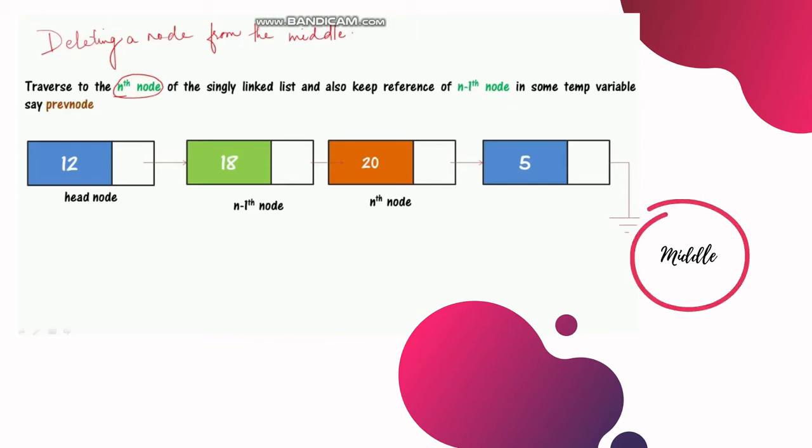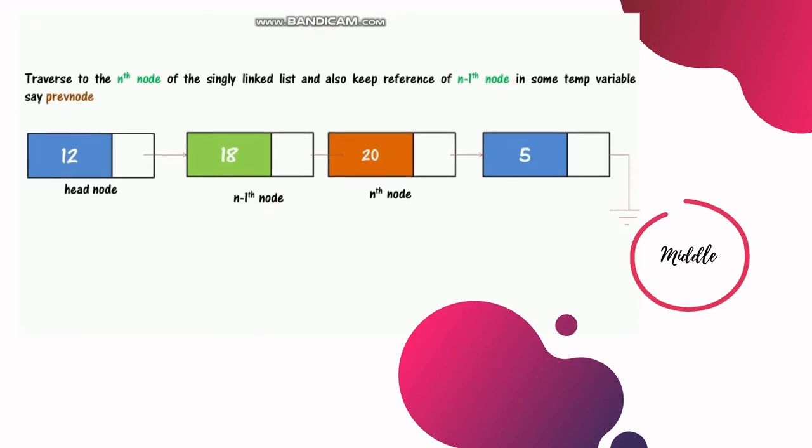So अगर हम इस particular linked list को देखें, so we are talking about the third node here, and along with that we have to keep the reference of the n-1th node. So n-1th node का मतलब है we are talking about the previous node, और यहाँ पे n-1 is the second node that we want to keep a track on with the temporary variable.